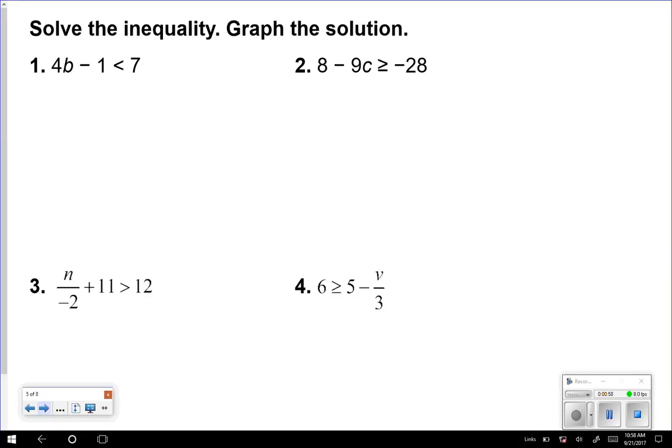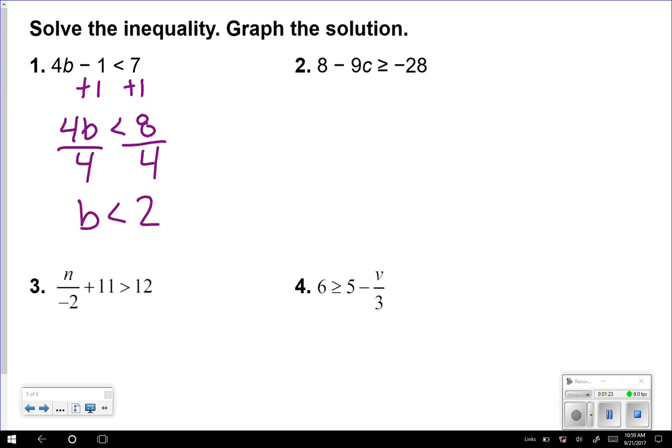For number one, we don't need to simplify anything. It's already simplified on both sides. I can't combine any like terms. I can't distribute. So I'm just going to work to isolate my variable using inverse operations. So I'm subtracting 1, I'm going to add 1 to both sides. So I have 4b is less than 8. Now, if I want to get b alone, I need to divide by 4. So b should be less than 2. I didn't divide by a negative, so I just am going to keep my symbol the same.